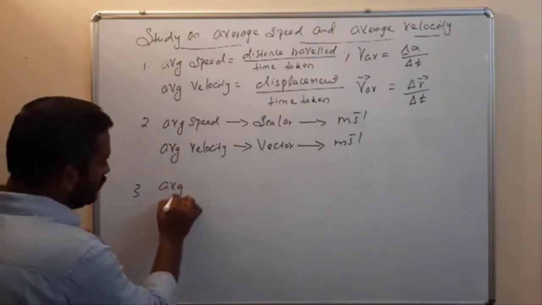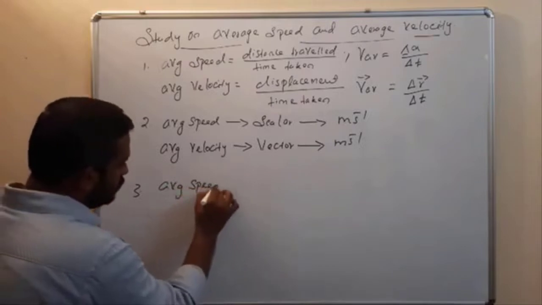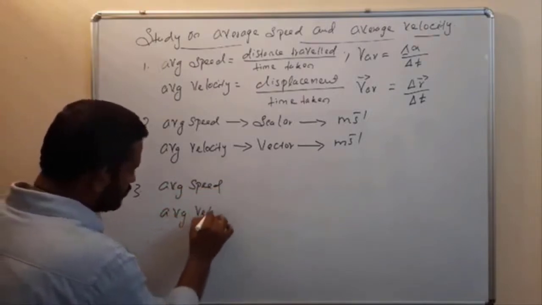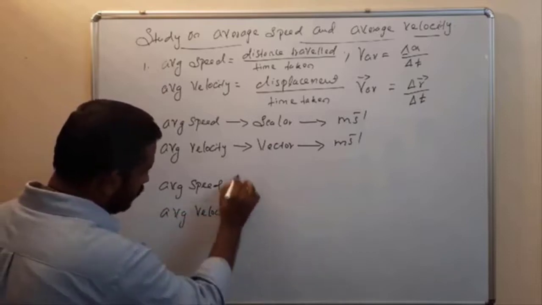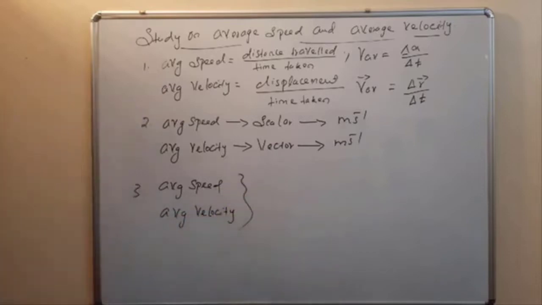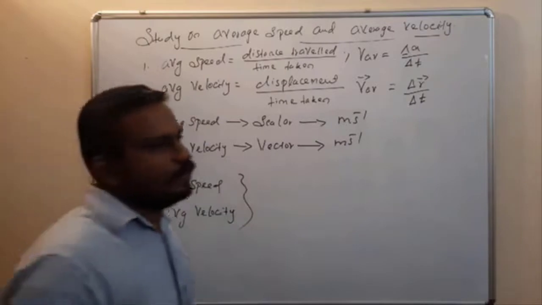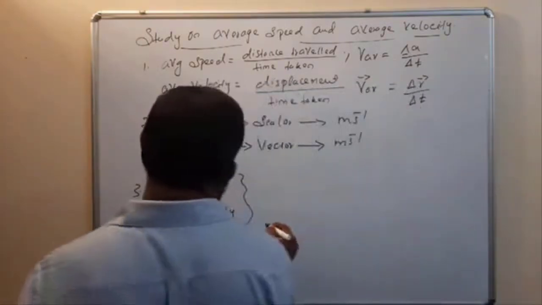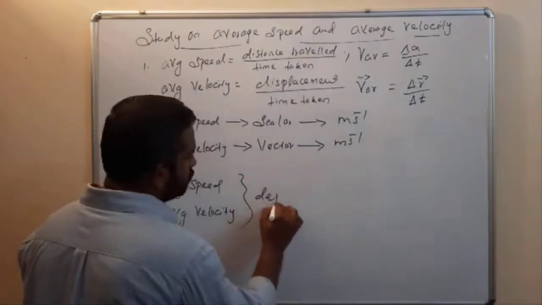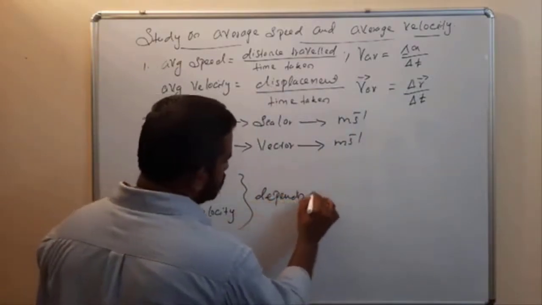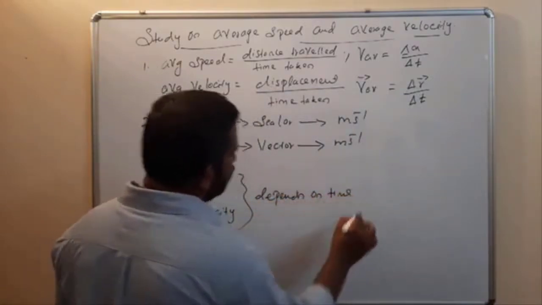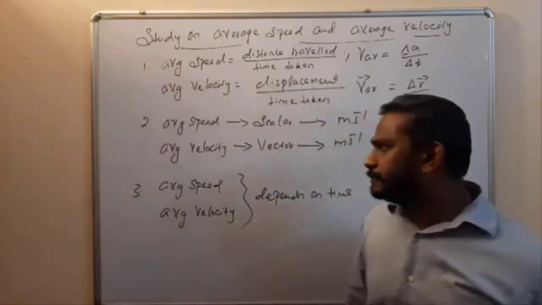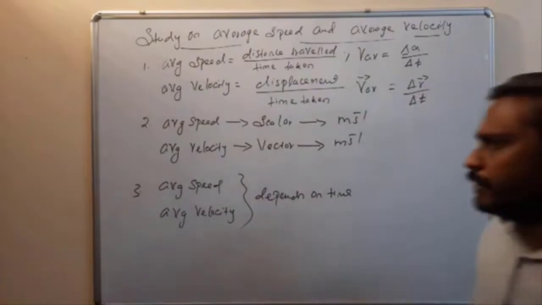Average speed and average velocity, both depend on the time interval over which it is defined. Okay. So both depend on time. Both depend on time over which it is defined. That is the third point.